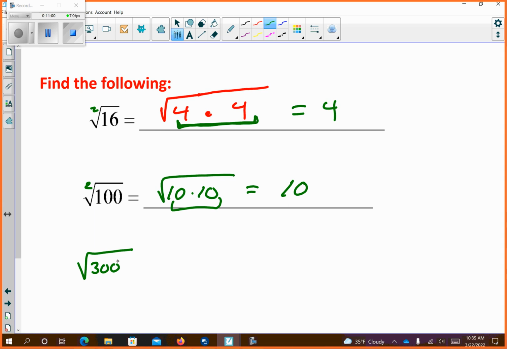Is there a way I could break down 300 where one of the numbers is the largest perfect square? Like, what times what would give you 300, and you can't use 1? What would you say would make 300? 15? Okay. Something else? 30 times 10, I like it.